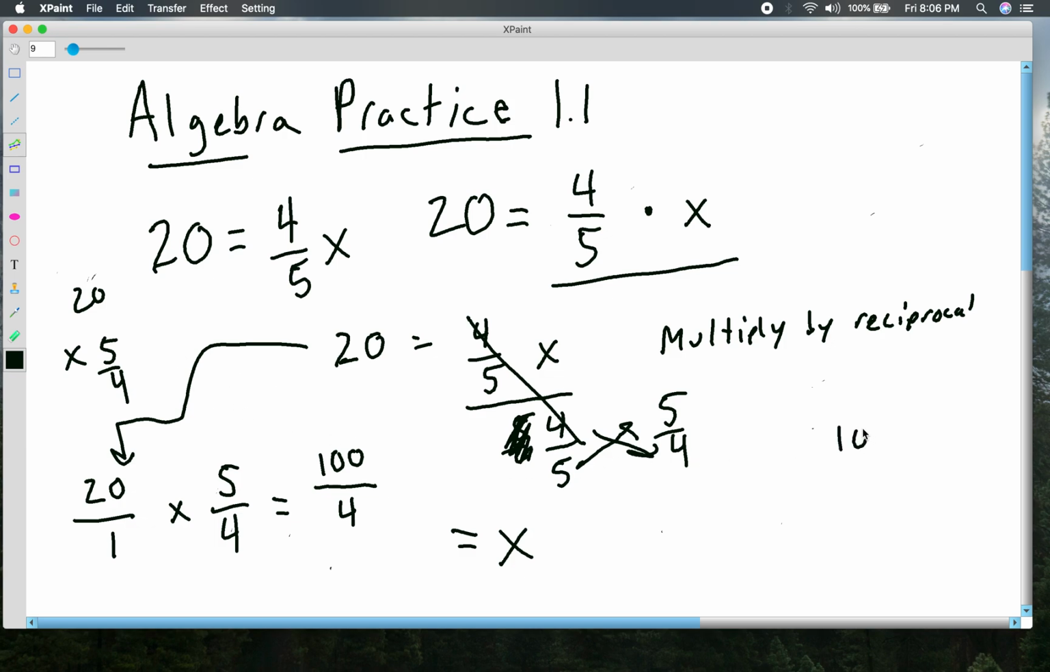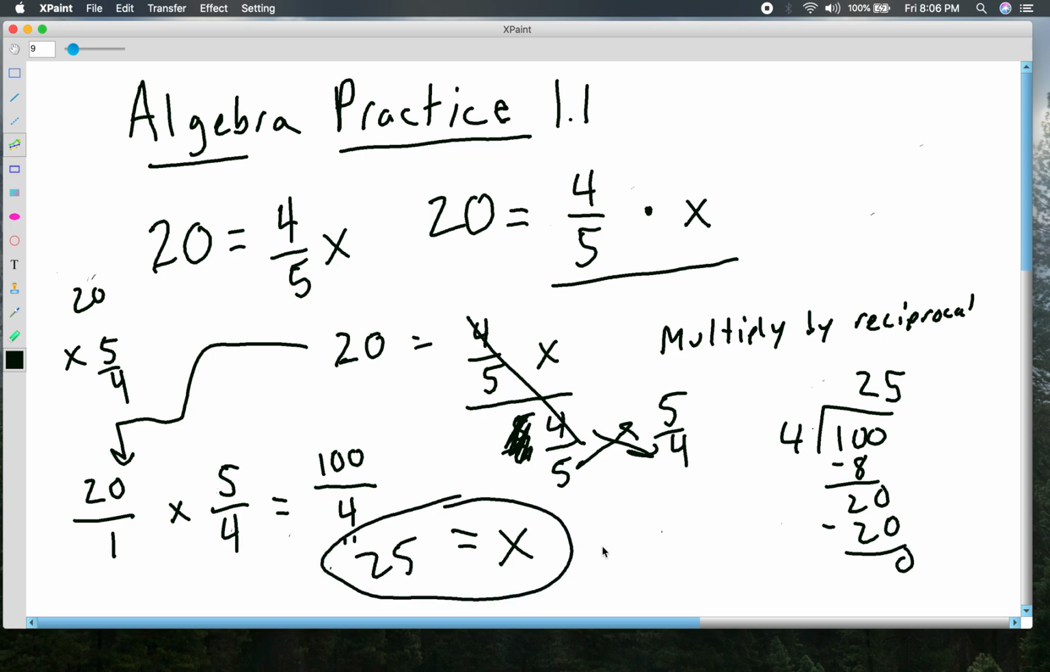Let's go over here to check it. Does 4 go into 1? No. Does 4 go into 10? Yes, 2 times. Bring down the 0. Does 4 go into 20? Yes, 5 times. There you have it. 100 over 4 equals 25, and x equals 25. So there is this way.